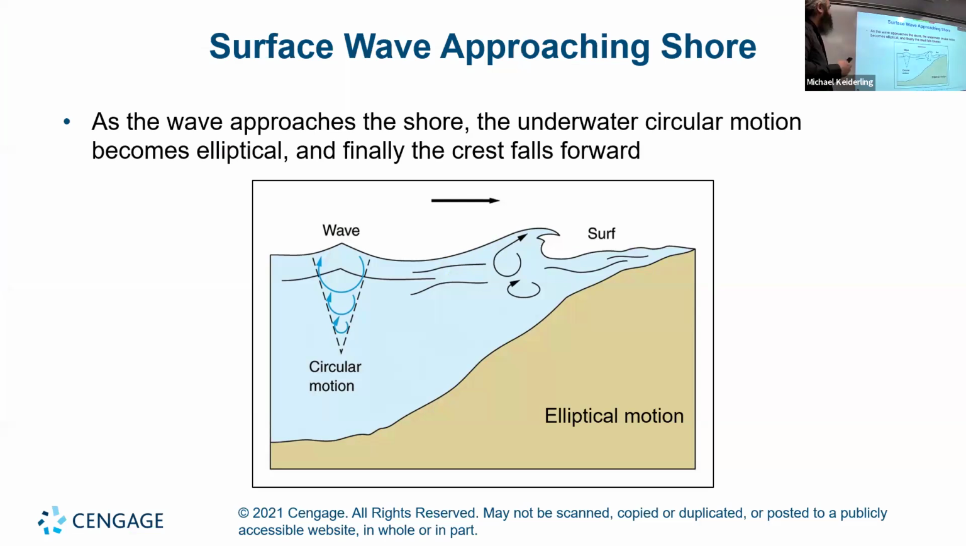So, as a surface wave approaches the shore, underwater circular motion becomes elliptical, and finally the crest will fall forward. That's how you can get those waves arcing over.